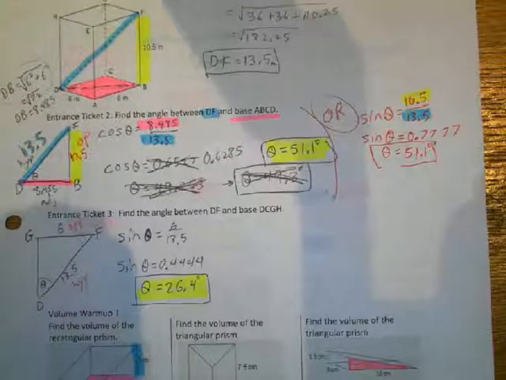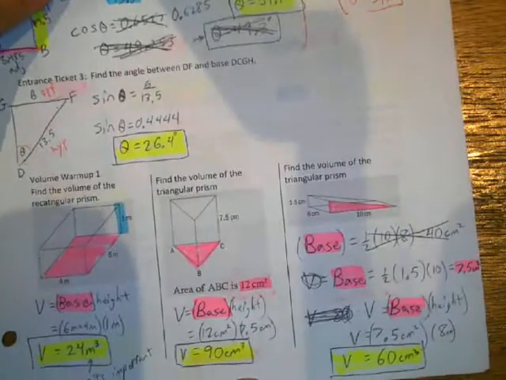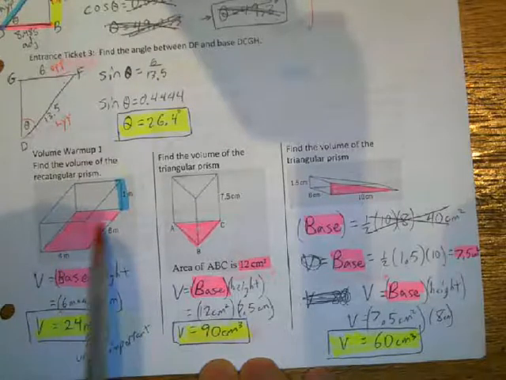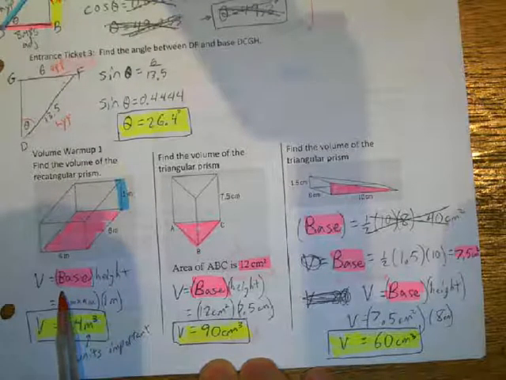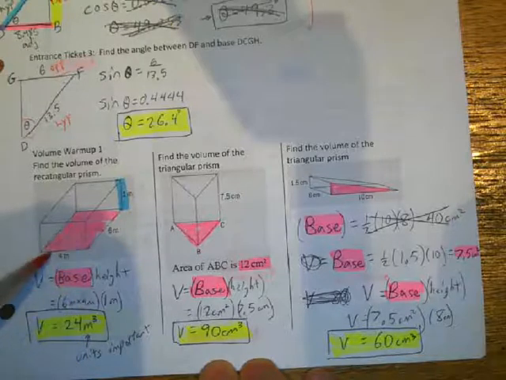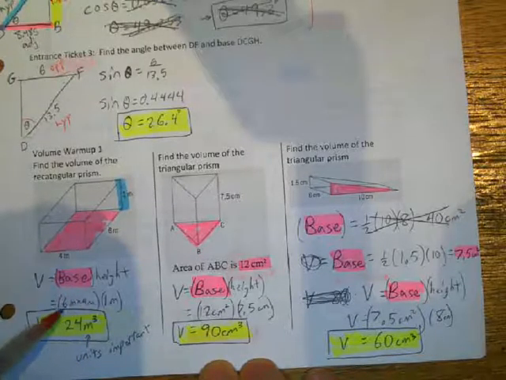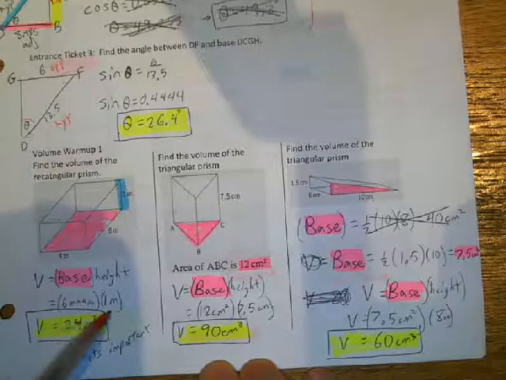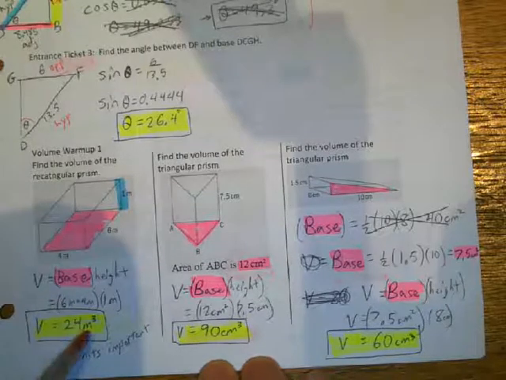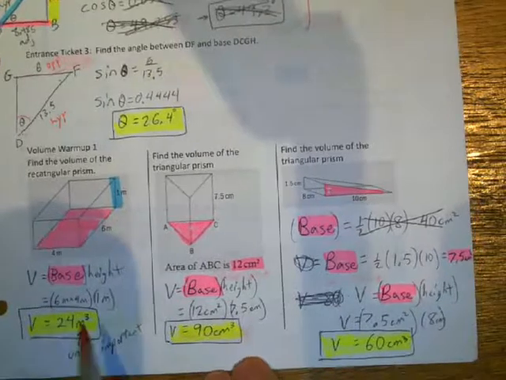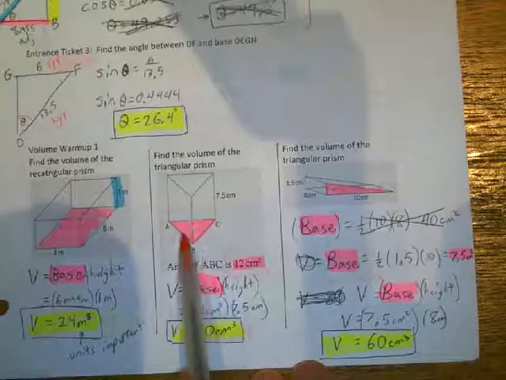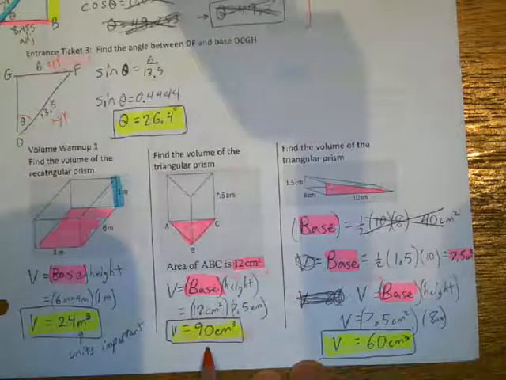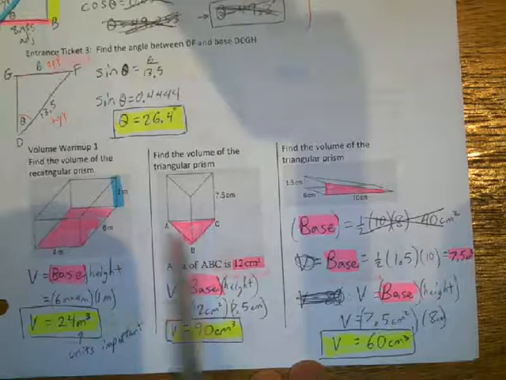Alright, next question. Okay, if we're finding volume of any old prism, we need to find the area of the base times the height. So the base area, I use capital B for area of a base. The area of this base is 6 times 4, and this height is 1. So we end up with 6 times 4 times 1, which gets me 24 meters cubed. The units is very important. The area of this triangle here is 12 centimeters squared. So multiply that by 7.5. This gets me the volume of this triangular prism.